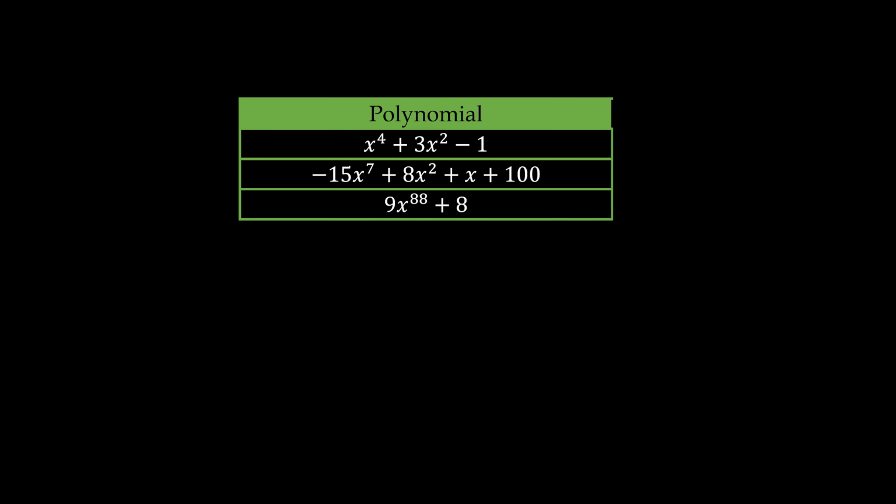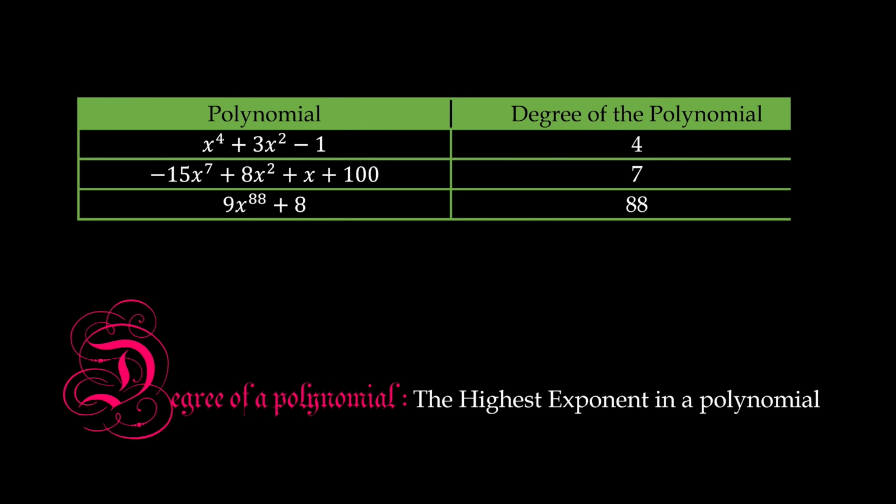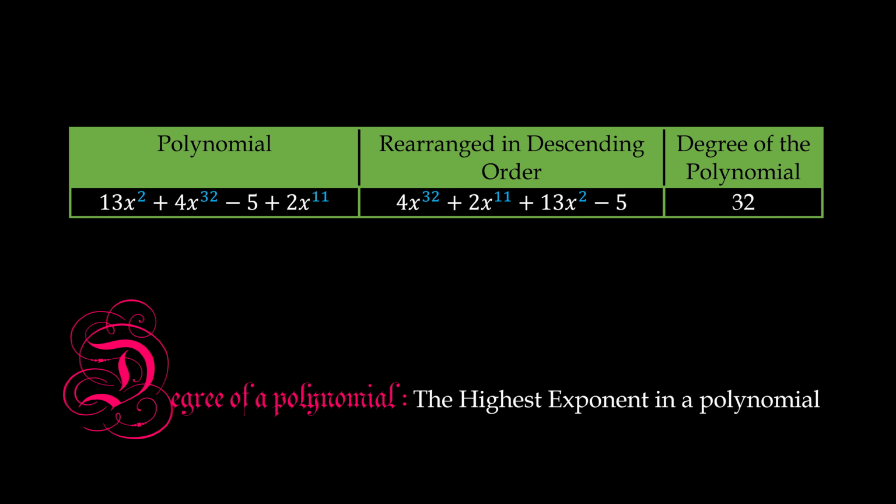When we refer to a polynomial, we often refer to it by its degree. The degree of a polynomial is its highest exponent. So the degree of these three polynomials are 4, 7, and 88. If your polynomial is not in descending order, then you should probably rearrange it in order to correctly identify the degree of the polynomial.